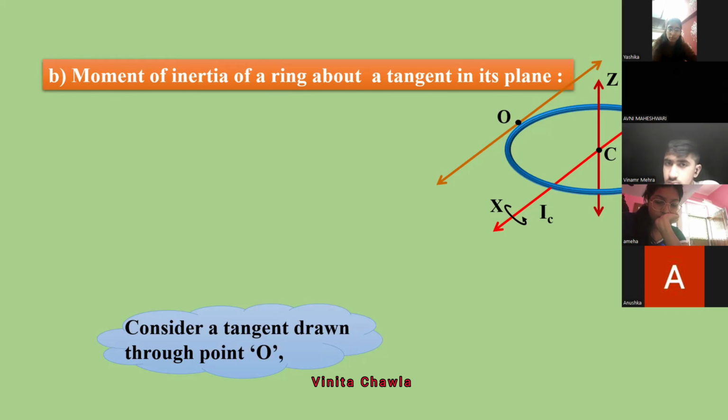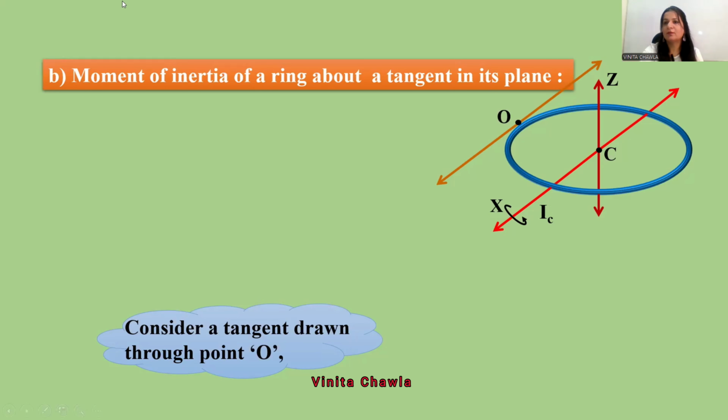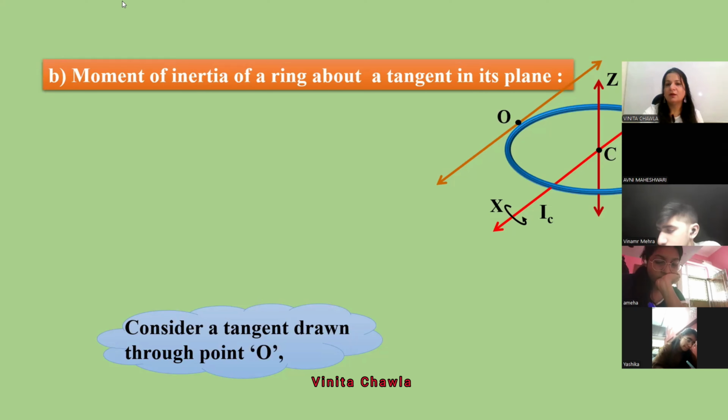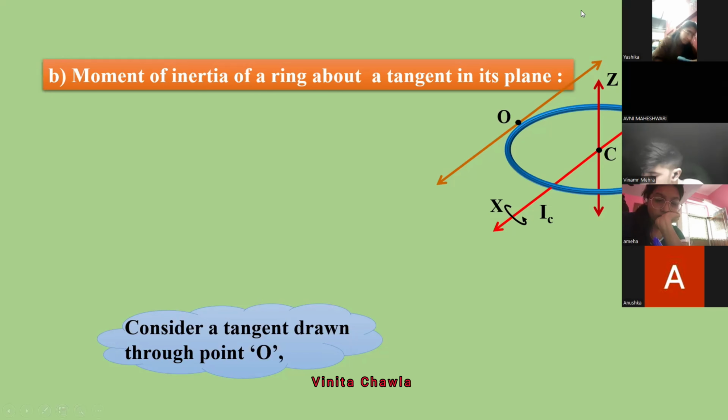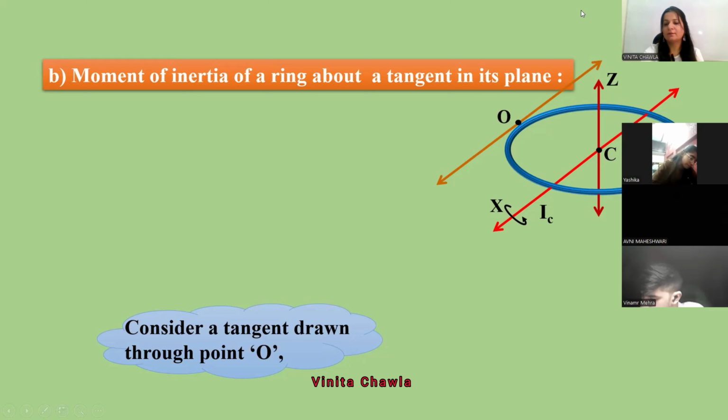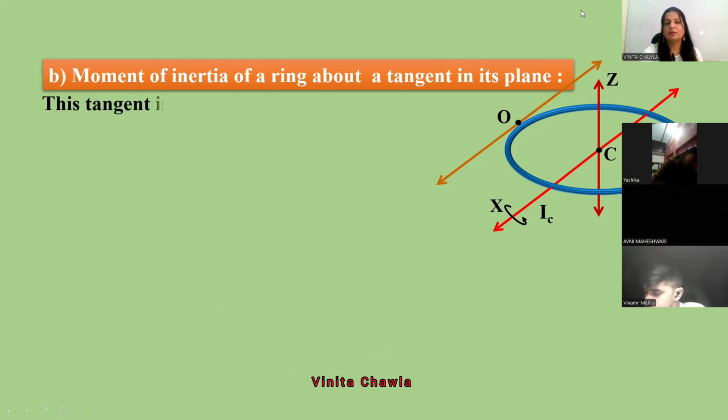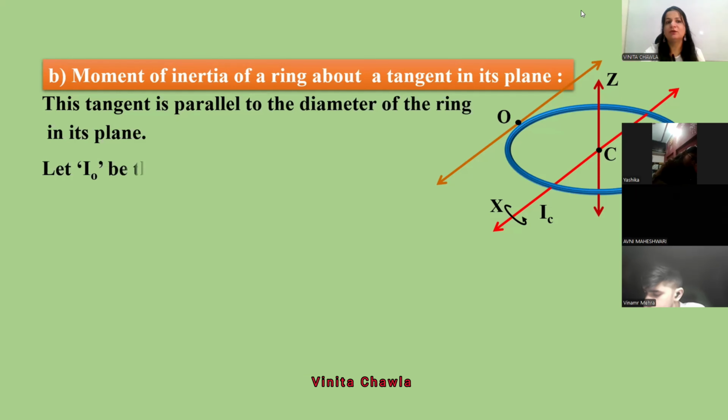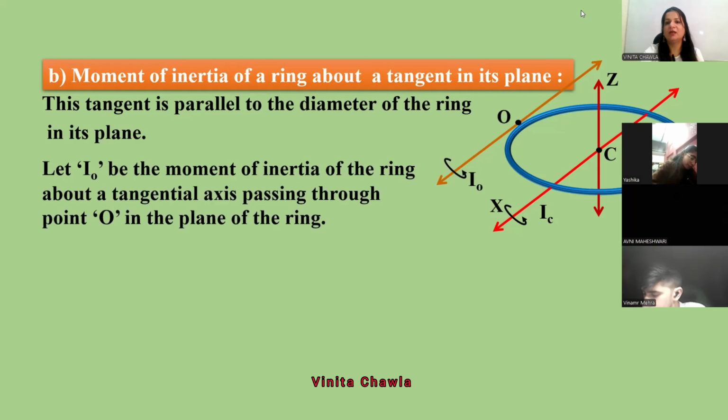This tangent is parallel to the diameter which we have drawn, right? So we can apply the parallel axis theorem here. The tangent is parallel to the diameter of the ring, and I naught is the moment of inertia of the ring about a tangential axis passing through point O.